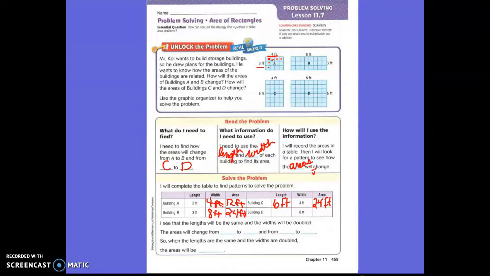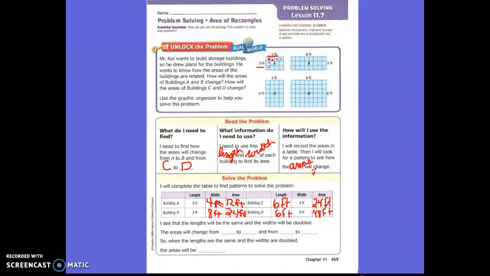And now let's do building D. What is our length? 6 feet. And then they have 8 feet. What is 6 times 8? Think about it for a minute. 6 times 8. Okay, what is it? 48. 48 feet. You see how knowing your multiplication facts is going to make area easier sometimes? Okay.